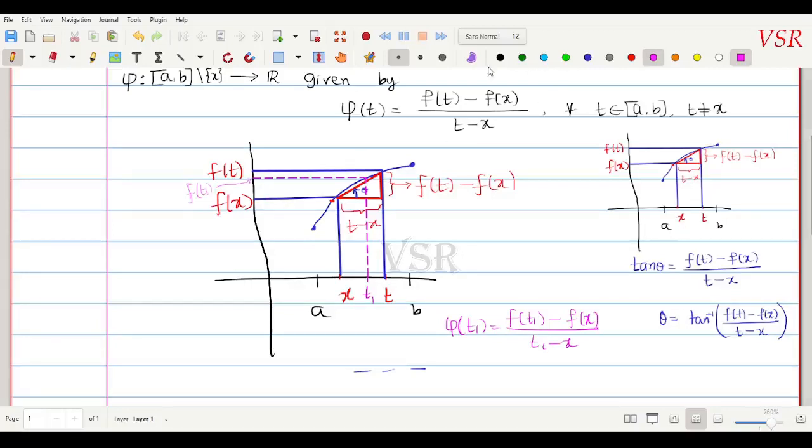Now I am going to draw a new triangle. This is a triangle. I draw from this point up to here, and then from here up to here. Then this triangle, okay? That means the angle increases. So this phi of t is nothing but the tan theta value, where theta is the angle in this triangle.